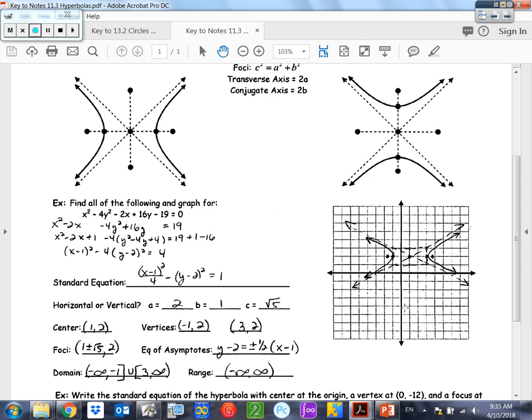And lastly, we would plot the focus points. So let's calculate what our focus points are. Our c was root 5. So I'm going to start at my center and add root 5. Root 5 is between root 4 and root 9, so somewhere between 2 and 3. So we'd be somewhere between 2 and 3 right here on either side.